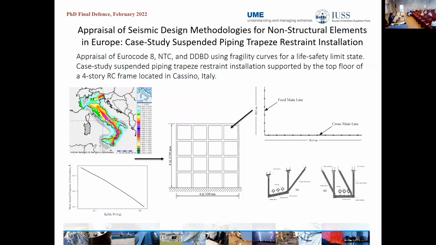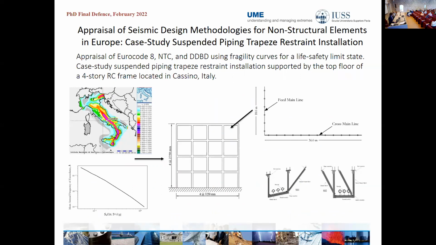So finally, we did the appraisal of seismic design methodologies for non-structural elements in Europe. We used a case study suspended piping trapezie installation. We appraised the results from Eurocode 8, the Italian code, and the direct displacement-based design procedure using fragility curves for a life safety limit state. And we did the design.